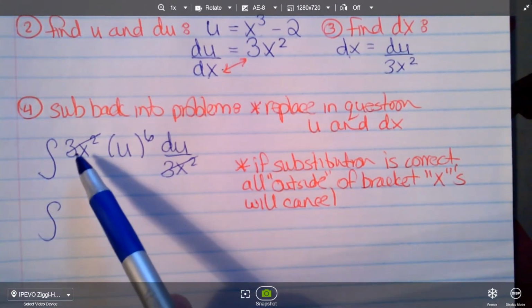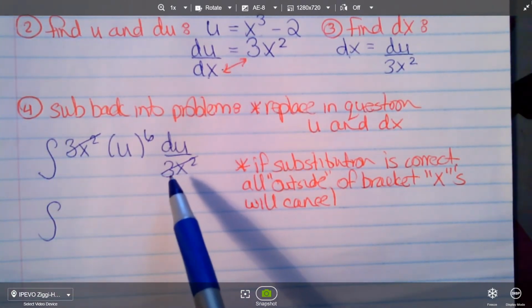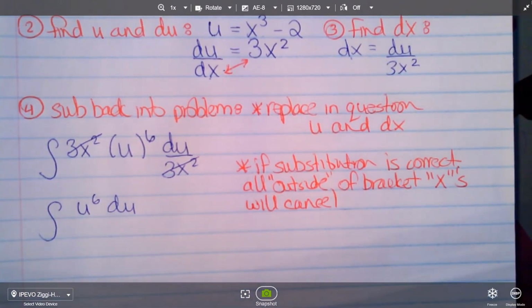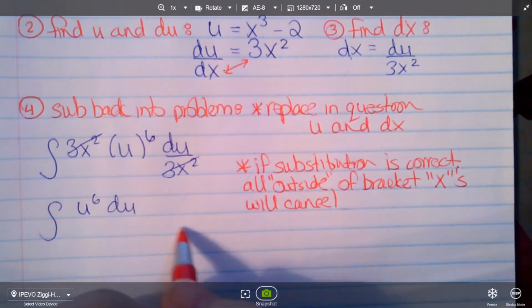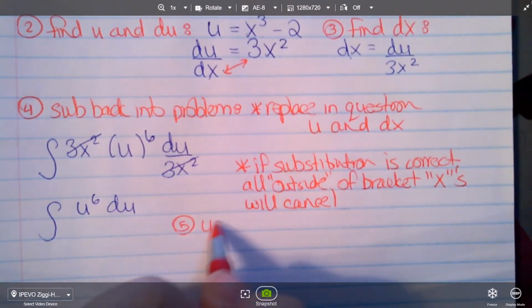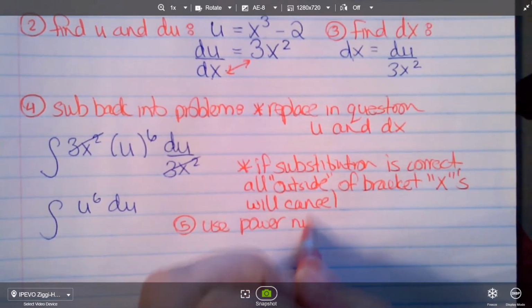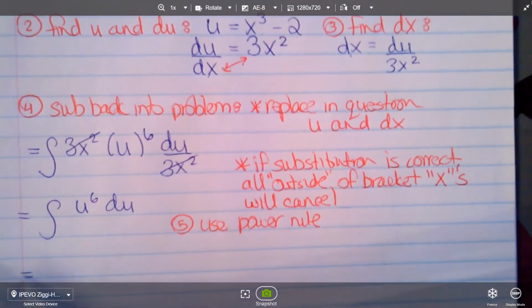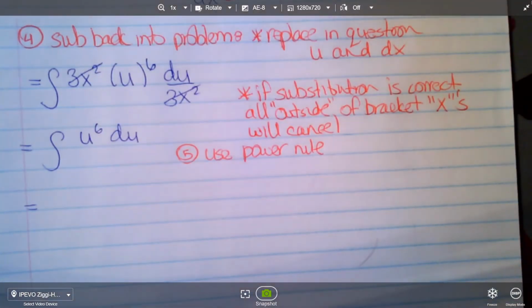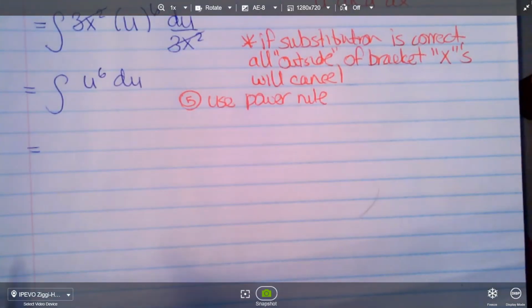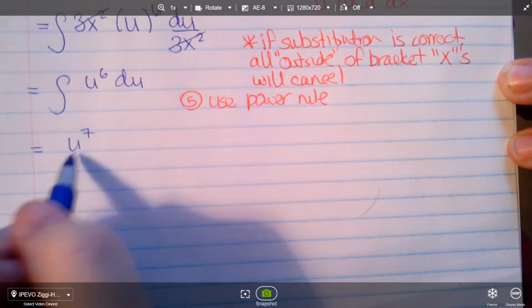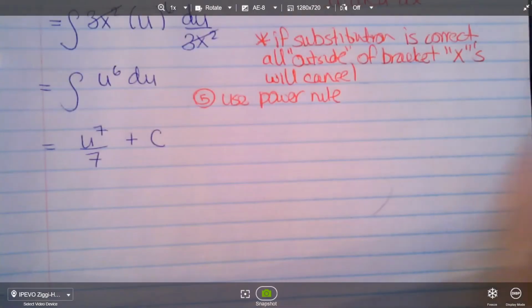Now, in their example, not only the x's, but the 3's canceled. You may find that you do not have the numbers canceled. That's fine. Numbers don't have to cancel, but the x's do. So in this case, we are actually left with nothing but u^6 du, which is good, because now one of our very last steps is to use the power rule. So, do we know how to integrate something like u^6? Absolutely. It might be a different letter, but the process is the same. So I know that if I want to integrate a power of 6, I'm going to add 1 and divide by that number and add c.